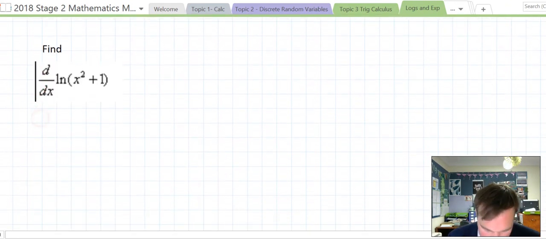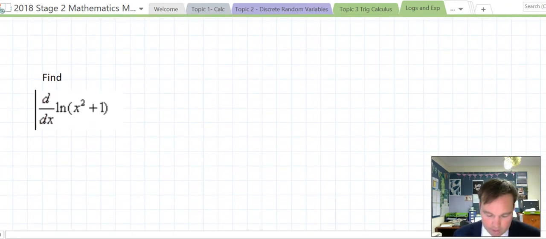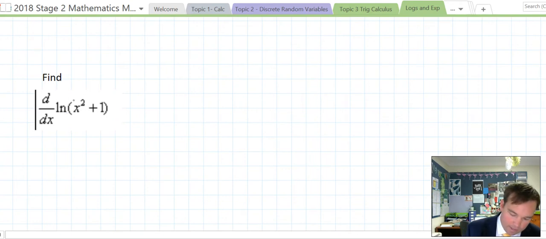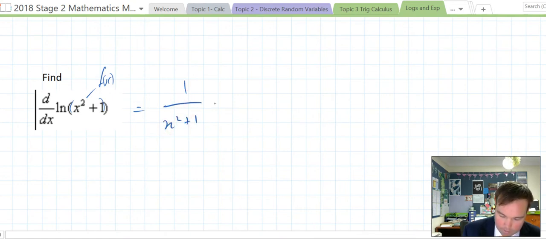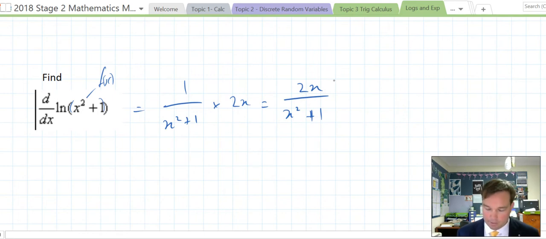Alright, so let's look at this in practice. ln of, and that there, we can think of the internal function as f of x. So the derivative of this will be 1 on the original function multiplied by the derivative of the inner function, in this case 2x. And you wouldn't really need to write that intermediate step, you can just leave it as 2x on x squared plus 1. And often there will be opportunities to simplify your final answer, but here there is none. There's no common factor and there's no way we can factorize to pull out a common factor.